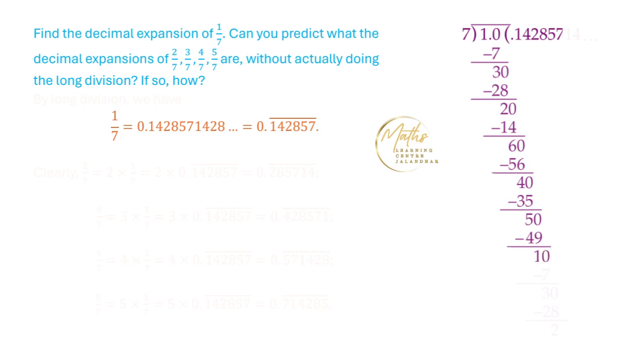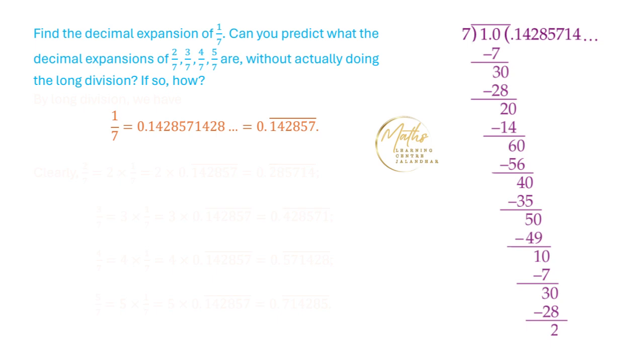If we add 0, we will have 7 ones are 7, remainder will be 3, we add 0 over here, then 7 fours are 28, remainder will be 2, and this process will keep on like this. So we are saying that this block 142857 is repeating again and again.